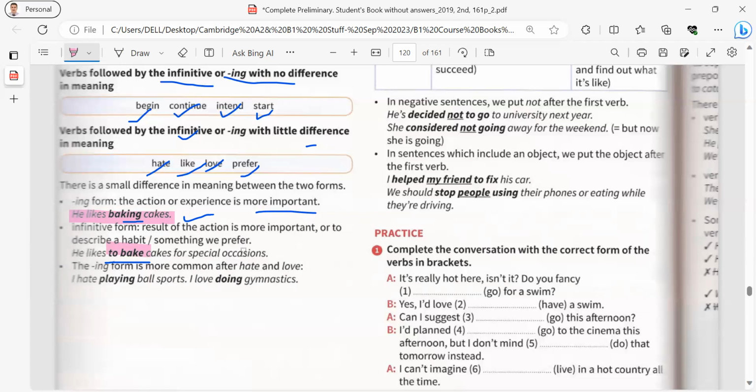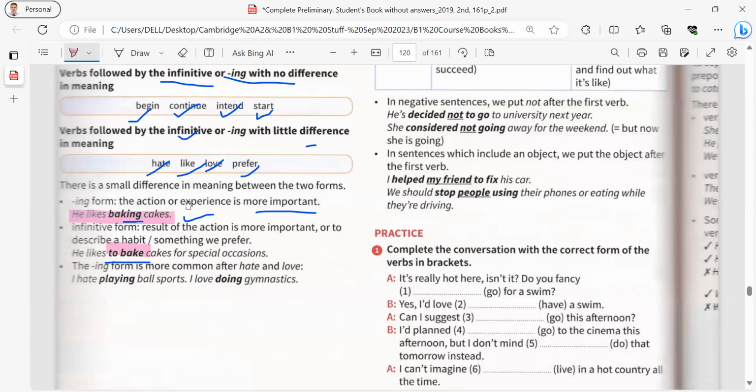Does it make sense? Yeah, I think, I don't know, but I'm really, I think it's the same, you know. He likes to bake cakes, yes, and okay. The first one, he likes baking cakes, but I think I understand it now, because in the first one, the experience is more important. Exactly. He knows how to do something.